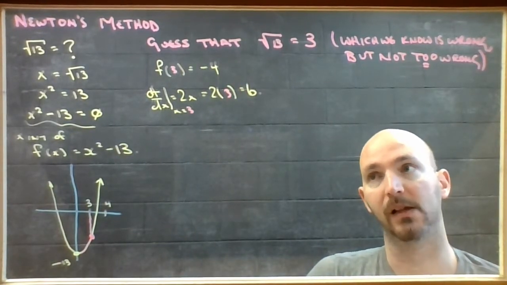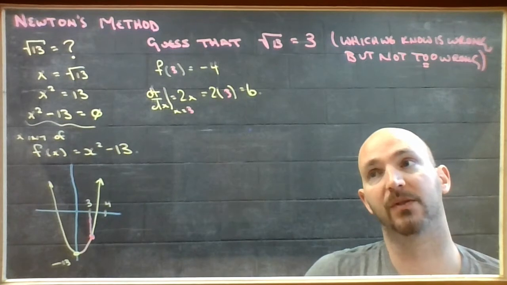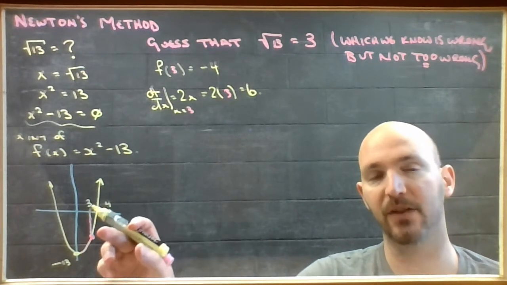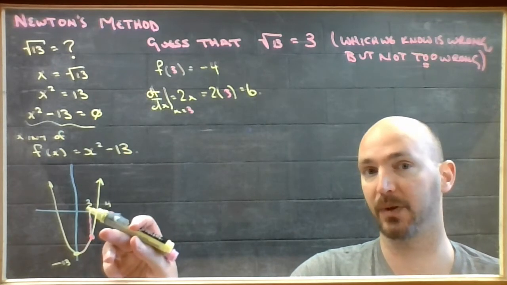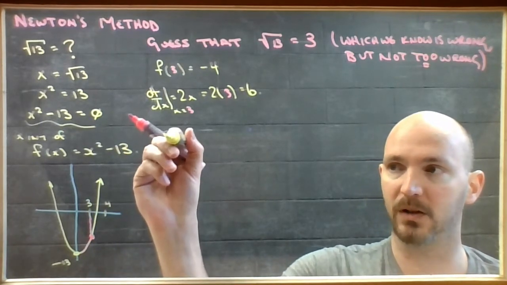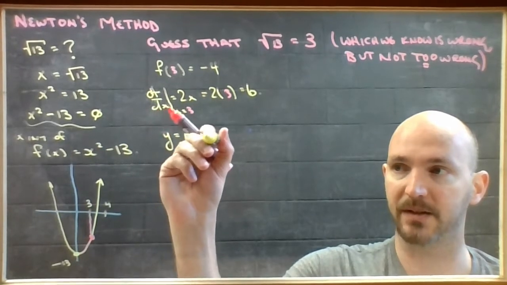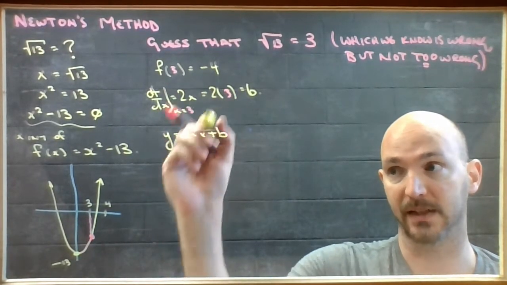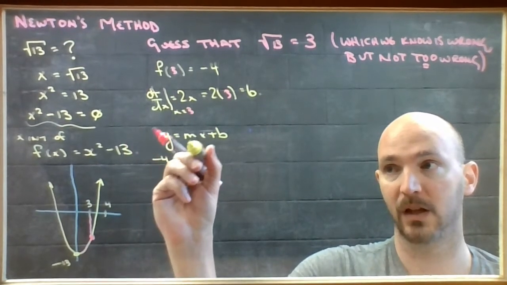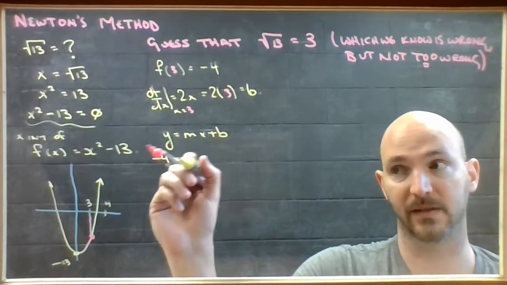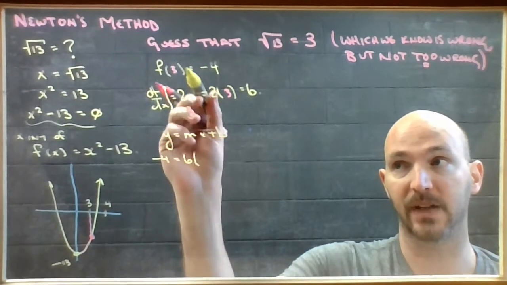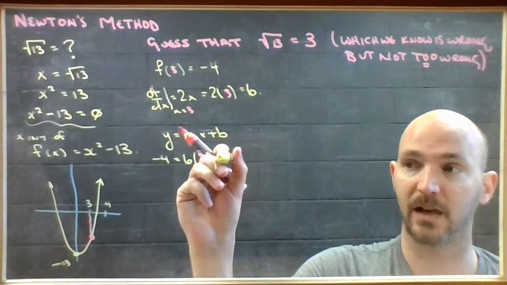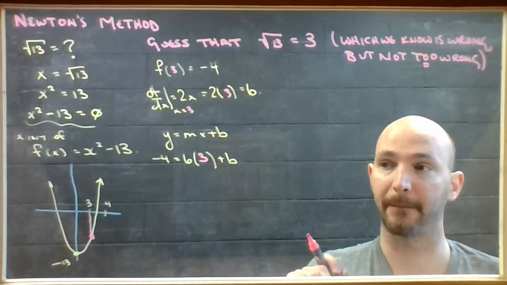All right. So now that I have those numbers, I can write the equation of a line that is tangent to this parabola at that place. So all lines are y equals mx plus b. I have a y value at that place, it's negative 4. I have a slope at that place, it's 6. I have an x value at that place, it's 3. That was my bad guess. I just need the y-intercept.